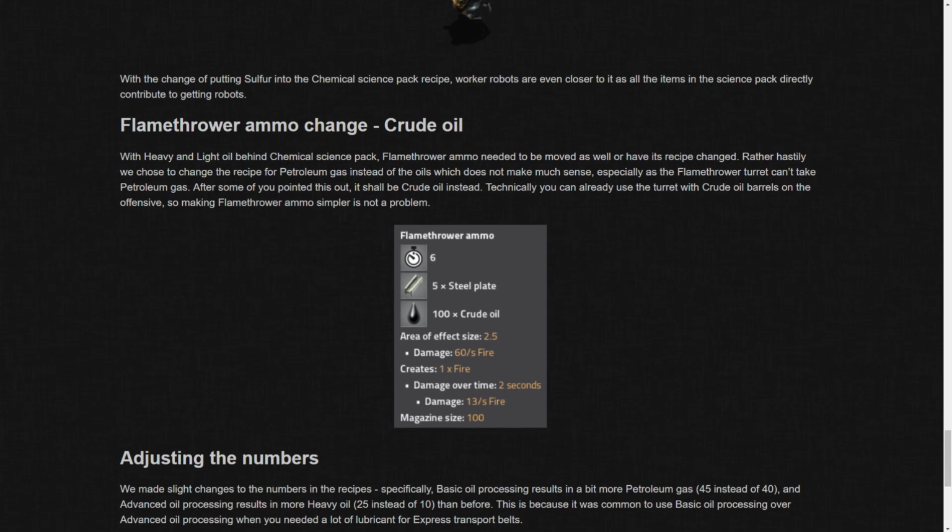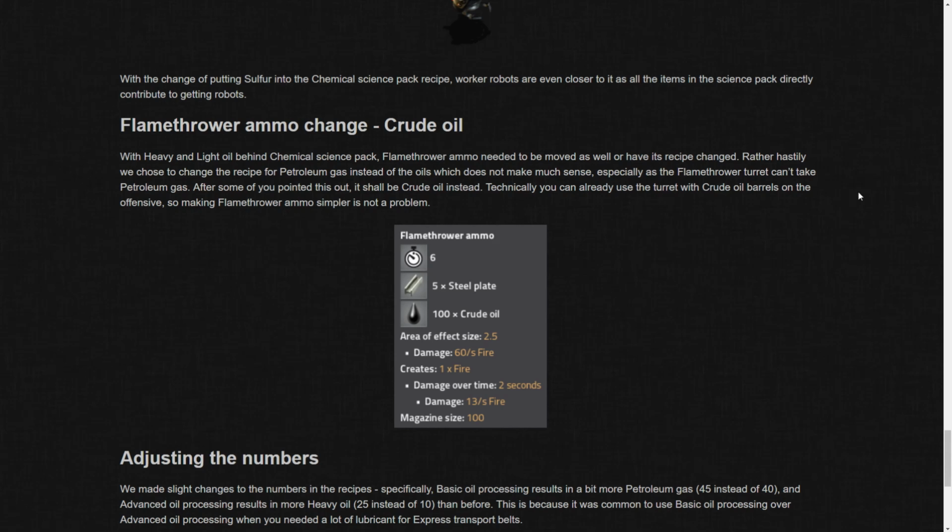And then this second to last section, let's see. So basically, flamethrower ammo changed to crude oil. With heavy and light oil being behind blue science, flamethrower ammo needed to be moved as well or have its recipe changed. Rather hastily, we chose to change the recipe to petroleum gas instead of the oils, which does not make much sense, especially as a flamethrower turret can't take petroleum gas. After some of you pointed this out, it will be crude oil instead to make flamethrower ammo.